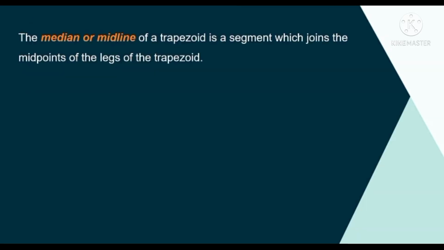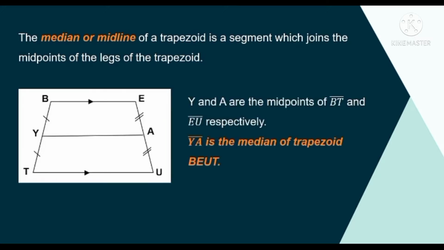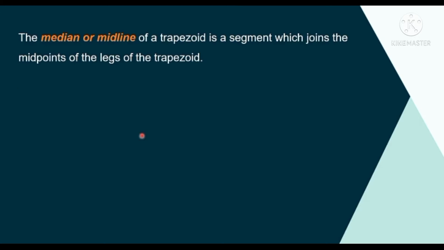The median or midline of a trapezoid is a segment which joins the midpoints of the legs of the trapezoid. In trapezoid BEUT, Y and A are the midpoints of legs BT and EU, respectively. Therefore, connecting these two midpoints forms the median of a trapezoid. That means segment YA is the median of trapezoid BEUT.